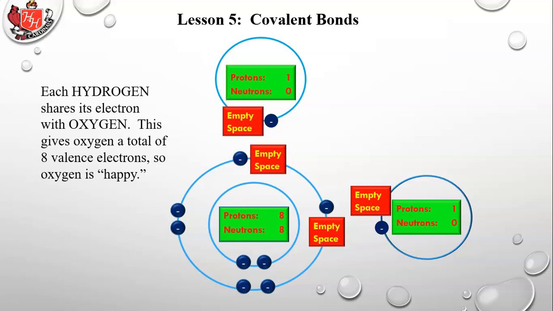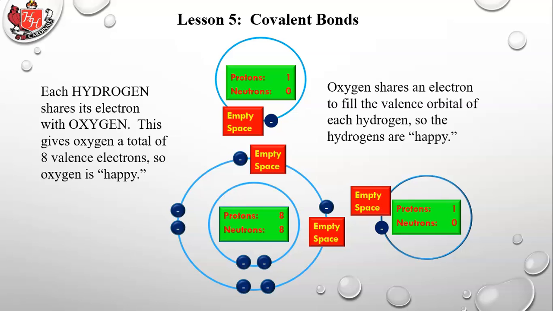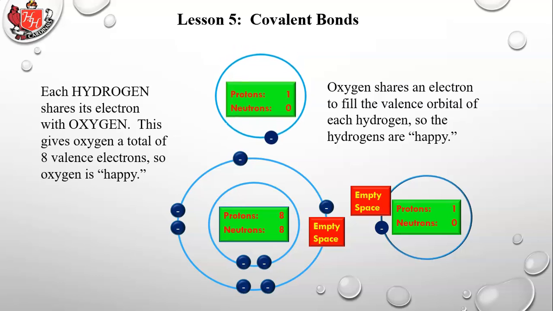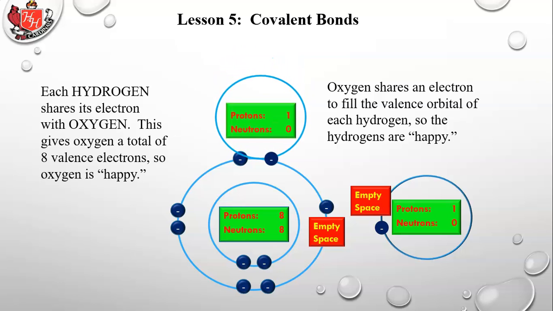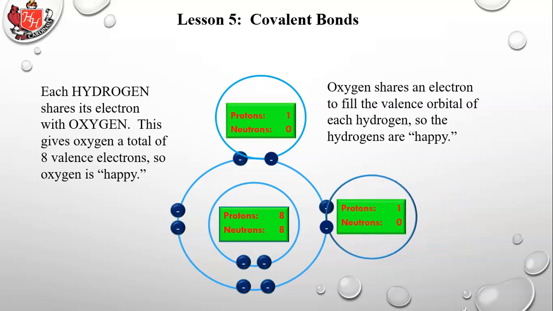Each hydrogen shares its electron with oxygen. This gives oxygen a total of 8 valence electrons, so oxygen is happy. Oxygen shares an electron to fill the valence orbital of each hydrogen, so the hydrogens are happy. So we'll watch that happen right here. So that hydrogen goes and joins up with the oxygen. The one on the right is going to do the same thing. It comes over and joins up.